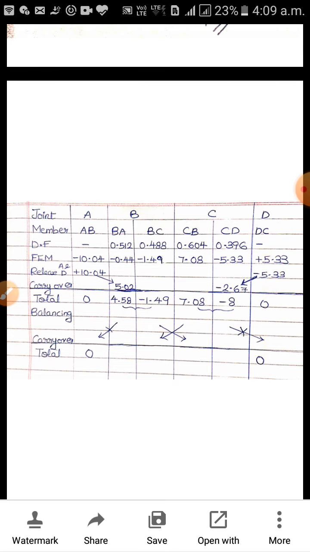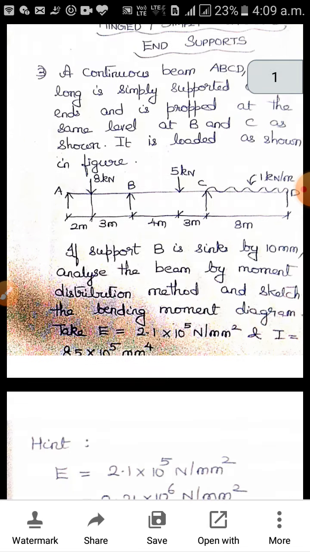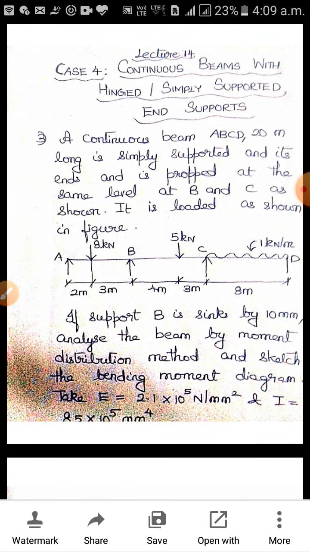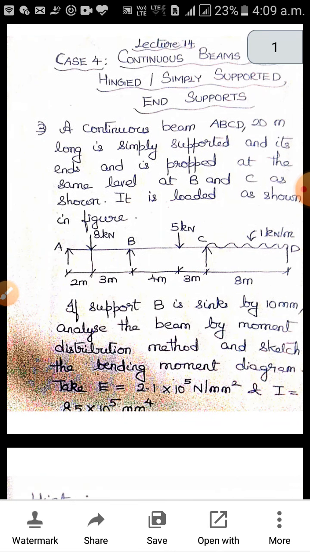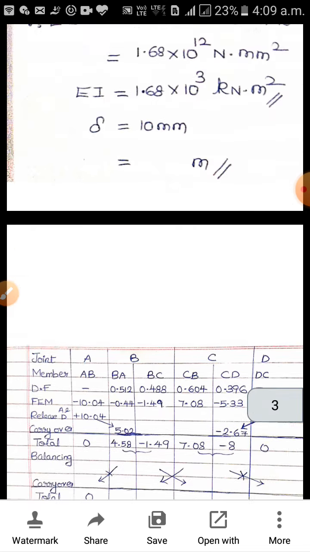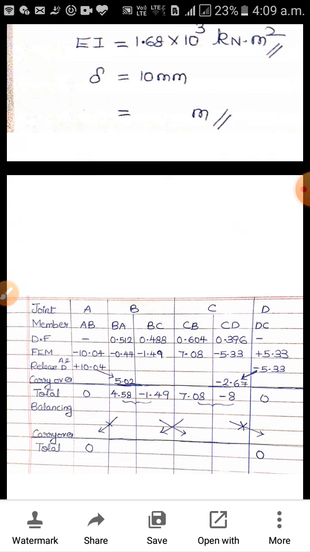So from A to B, carry over from A to B. Say, what is the member AB, what is the member BA. Say AB to BA. Similarly, D to C means carry over from DC to CD. And what is the carryover? Half. So 10.04 by 2 is 5.02. Similarly, minus 5.33 by 2 is minus 2.67.